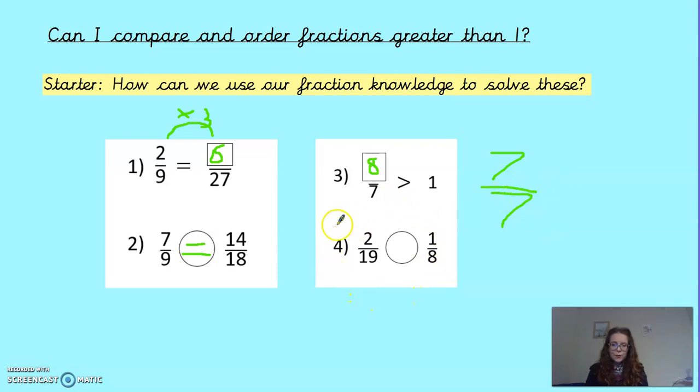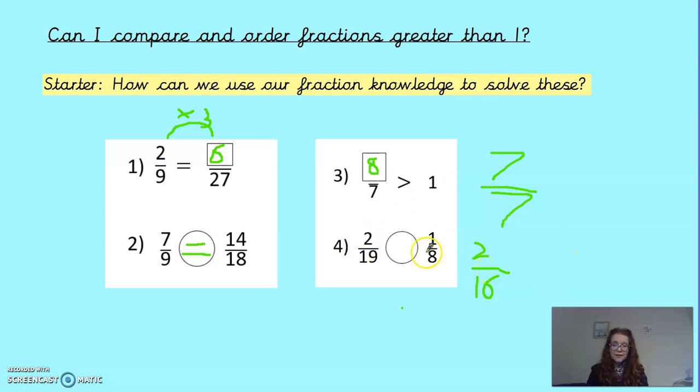Okay, last one. Now this one's a little bit tricky, but how would you find the missing symbol here? Okay, what I would do is I would go, right, I can't really make my denominators the same, but I should be able to make my numerators the same. So if I times this one by 2, it should give me 2/16. And then I can look at it and I can compare it a little easier because I've got the same numerator.